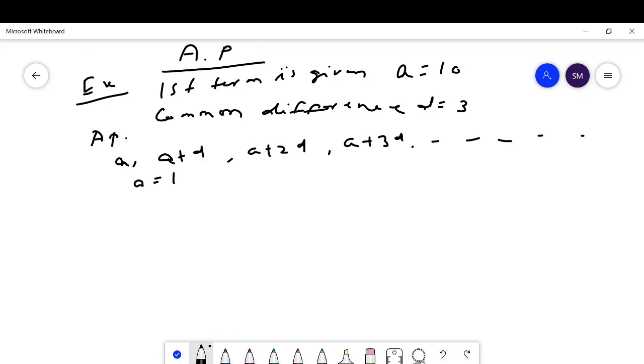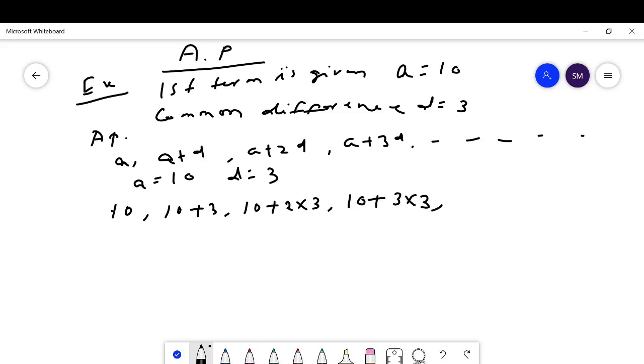Here A equals 10 and D equals 3. Then the first term is 10, next term is 10 plus 3, next term is 10 plus 2 into 3, then 10 plus 3 into 3, then 10 plus 4 into 3. In this way, the terms are 10, 13, 16, 19, 22. In this way we can write the arithmetic progression.